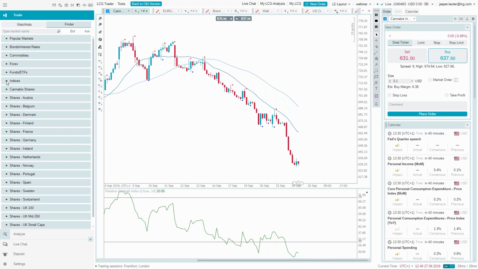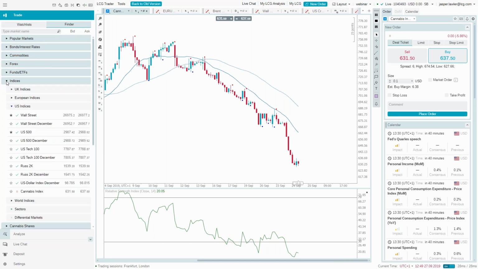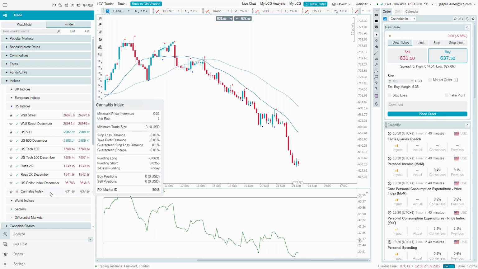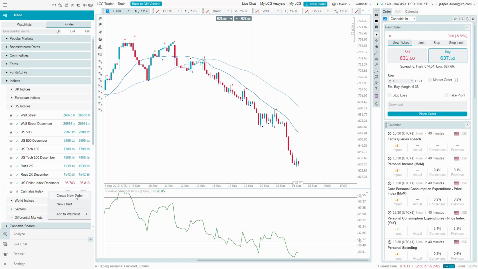Where do you find it? So it is an index. In the Trade Watch area here, it's under indices, and then as we said, it's a US index. And then at the bottom there you can see Cannabis Index, and it's got all the details that you need to know in terms of the trade statistics, how you can set your stop losses, guaranteed stop loss, the funding charges for holding overnight, etc. And so obviously what I do here is I create a new chart, or create a new order in the deal ticket as you would always do. So I think that's simple enough.